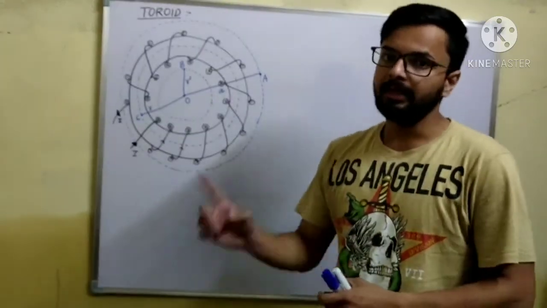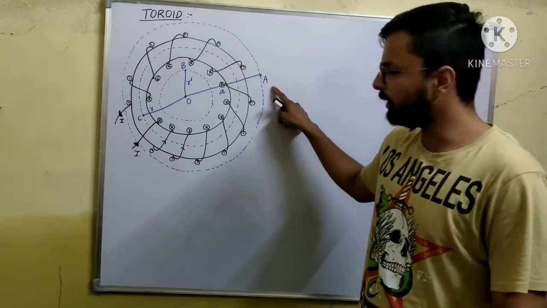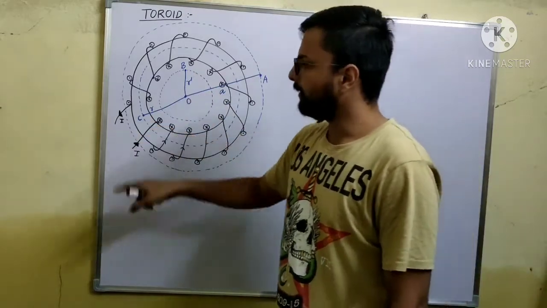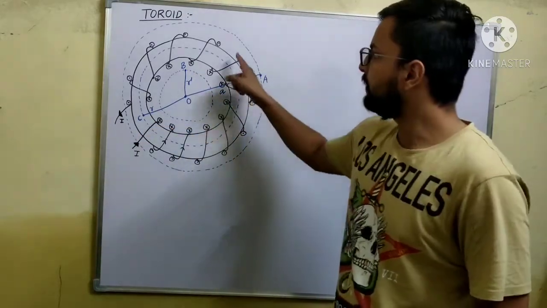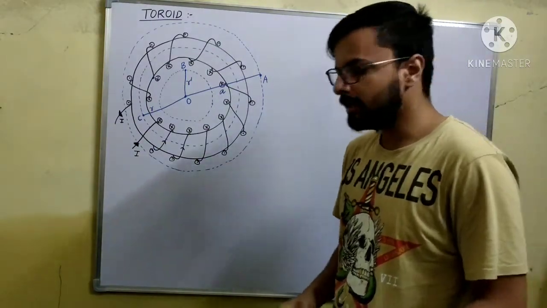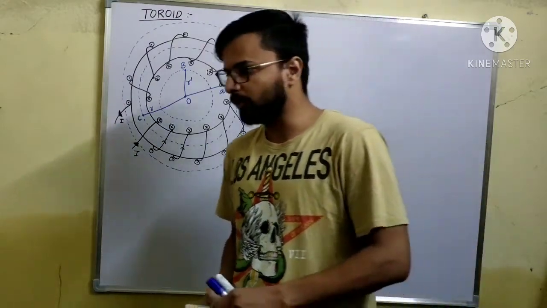In this toroid we will find the value of the magnetic field at 3 points, like we did in the solenoid. First is point A, which is outside the toroid. Second is B, which is inside the toroid, and third is point C, which is on the axis of the toroid. First we will see the construction of the toroid.